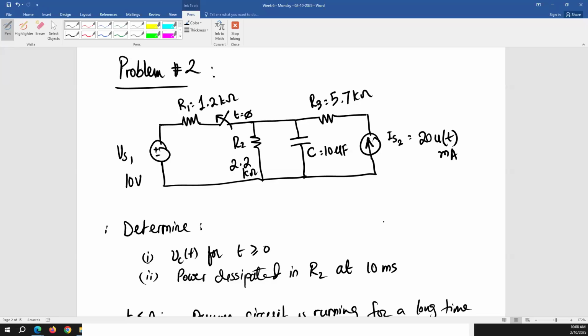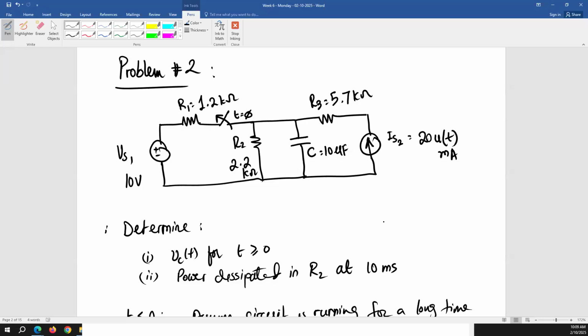Okay, so what will be left in the circuit? Is that correct? So that's correct. I will keep IS2, R3, and C in the circuit only. Jose, is that correct? Huh? No, you tell me. Don't ask me.